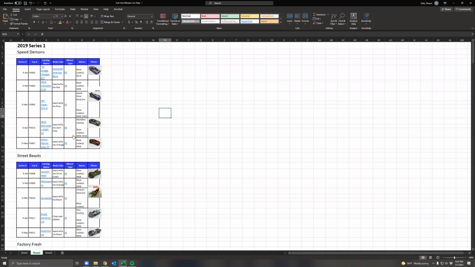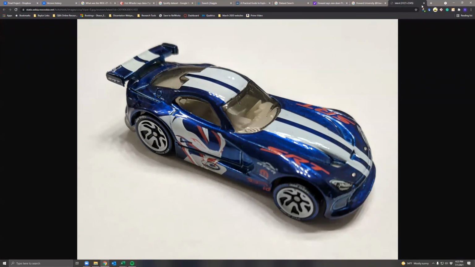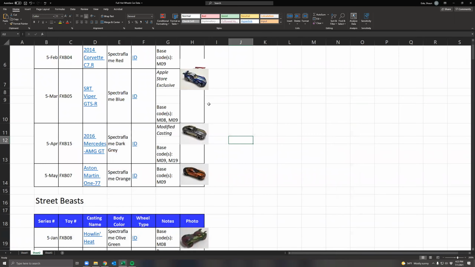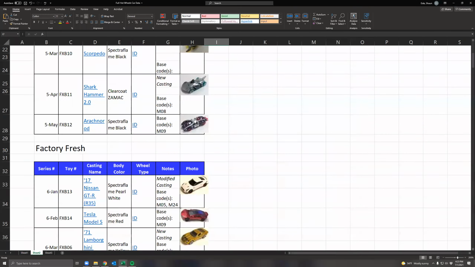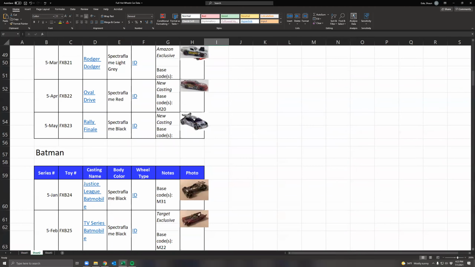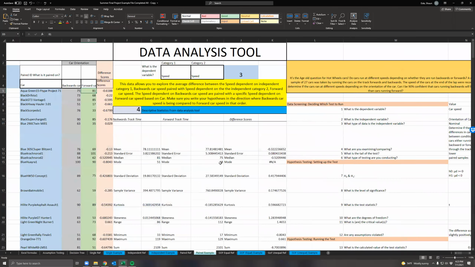And you can see right here, here are some of the cars that we have. I'm not sure what these cars are. I think that looks like a Viper. And so we've got all sorts of different cars that we let race around the track. And then we took their speed going backwards and forward. Okay, so looking at this, we have the backwards car speed and the forward car speed.